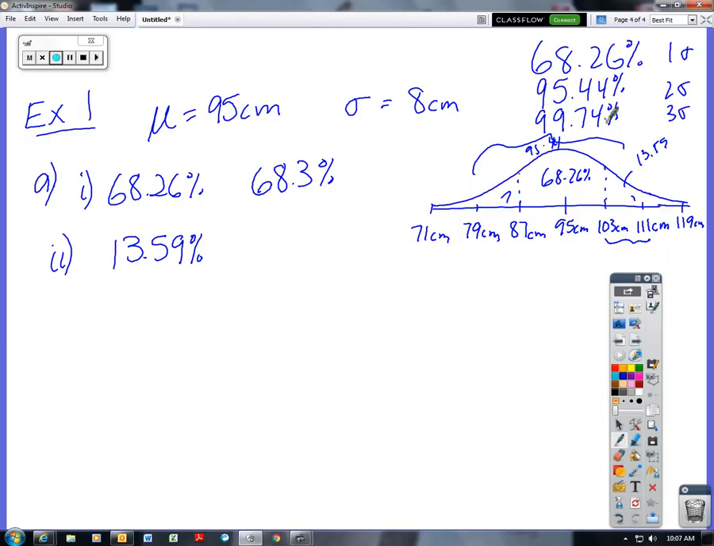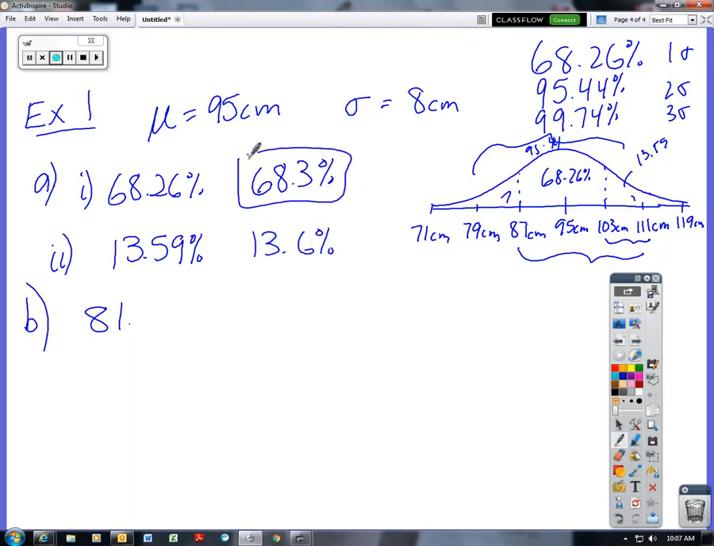Back to my book, which I have to find. Okay, where are we here? Oh, all right, so we're done with A, letter B. Find the probability that the chest measurement is between 87 and 111. Well, that's really easy too, because that's just the 68.26 plus the 13.59. So it's just adding these two up. And I forgot to change that to sig figs, so that's 13.6%. That's the answer we're supposed to give. And then the last one's going to be 81.9%, if you add those two together.